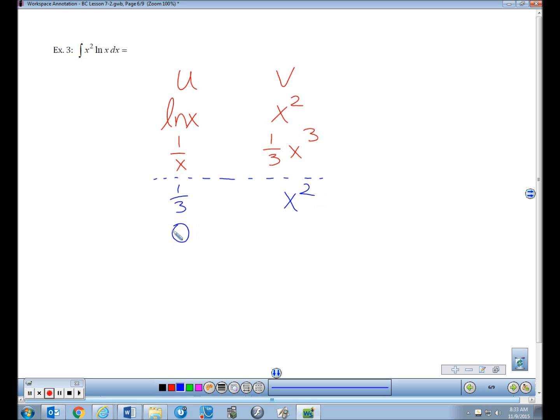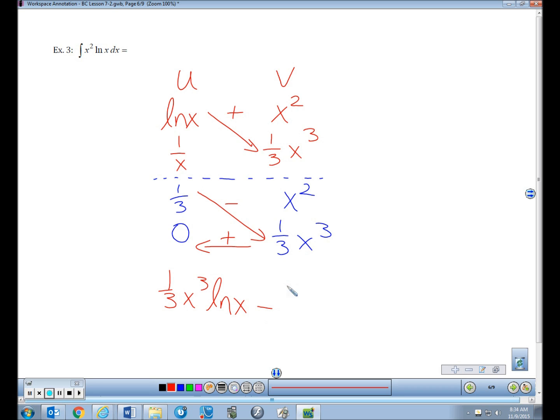Now the derivative of 1/3 is 0, and the antiderivative of x squared is 1/3 x cubed, as we've already seen. So what does this do for us? Well, I'll draw my line right there. Now, one thing to keep in mind, I cannot draw a line here because I didn't do any calculus. So if you have a dotted line, you cannot cross the dotted line. So that means the next diagonal arrow I can draw is here, and then here we still alternate signs, plus, minus, plus. So we get 1/3 x cubed log x minus, and then the 1/3 times 1/3 is 1/9 x cubed, and then the integral of 0 is a constant, plus c.